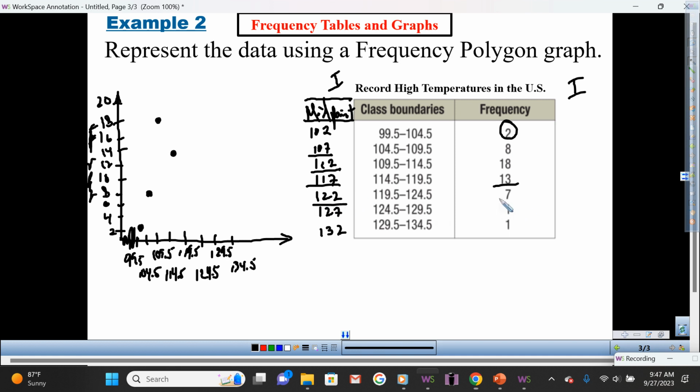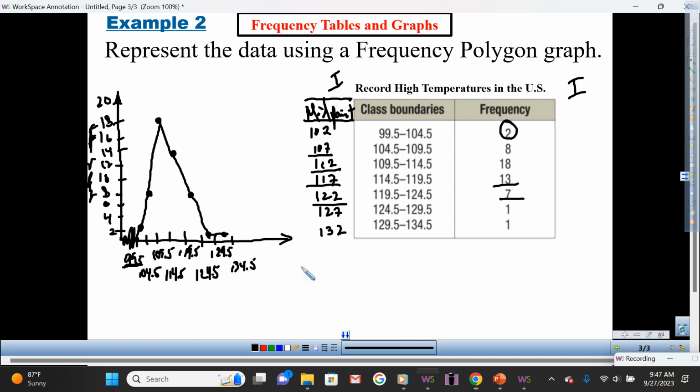Next one, midpoint is 122, frequency is 7. 122 is about right here, and it's 7, which is about right there. And then the last one, midpoint is 127, which is right here, and it's 1. And then 132 and 1. Y'all ready? This is how you make a polygon. Look up. Start from the first value that you have, which is 99.5, and connect all your dots. And that's how you make a polygon graph.